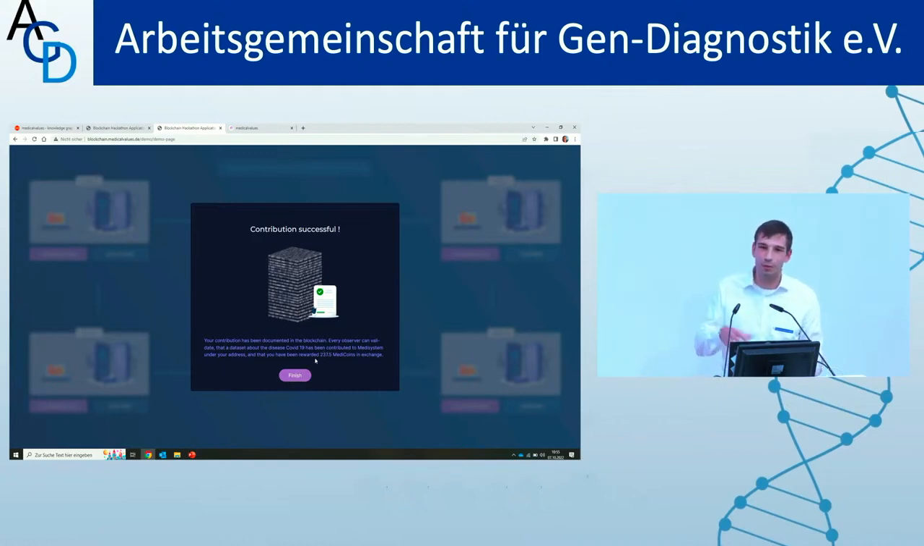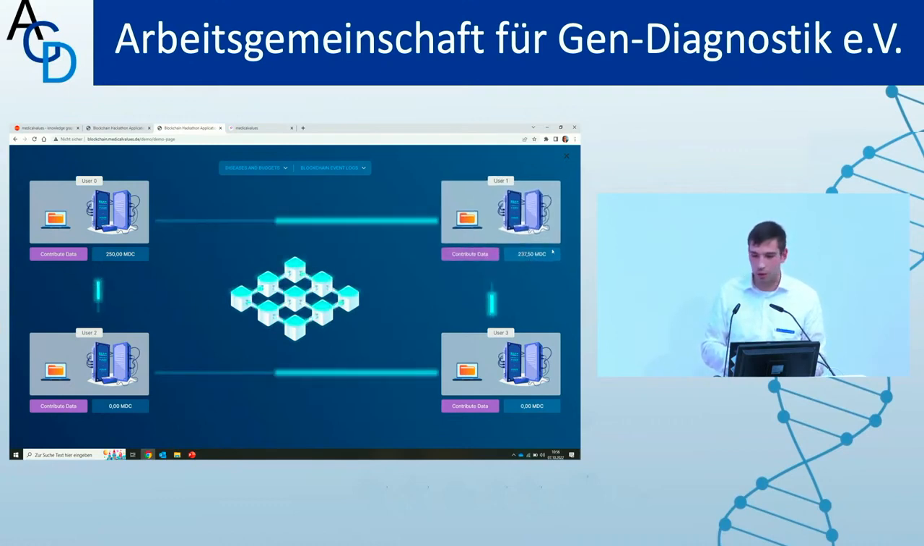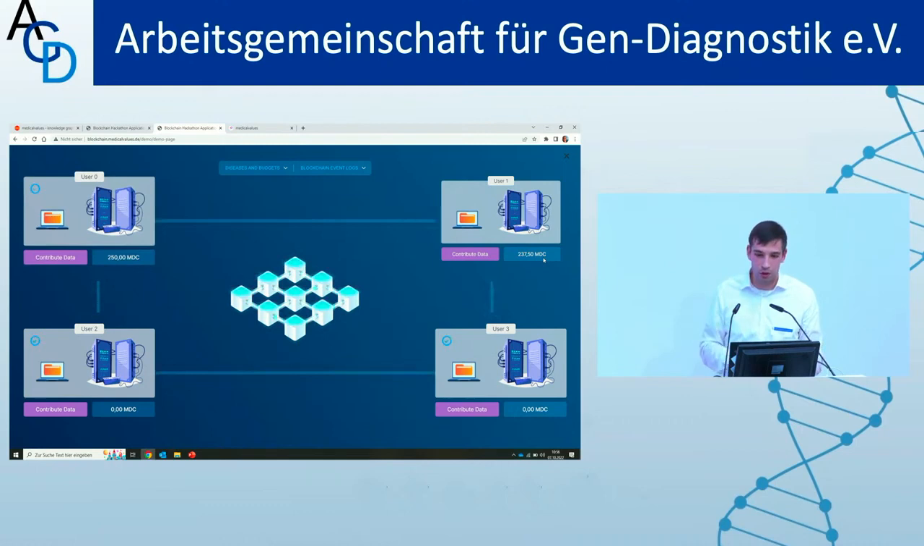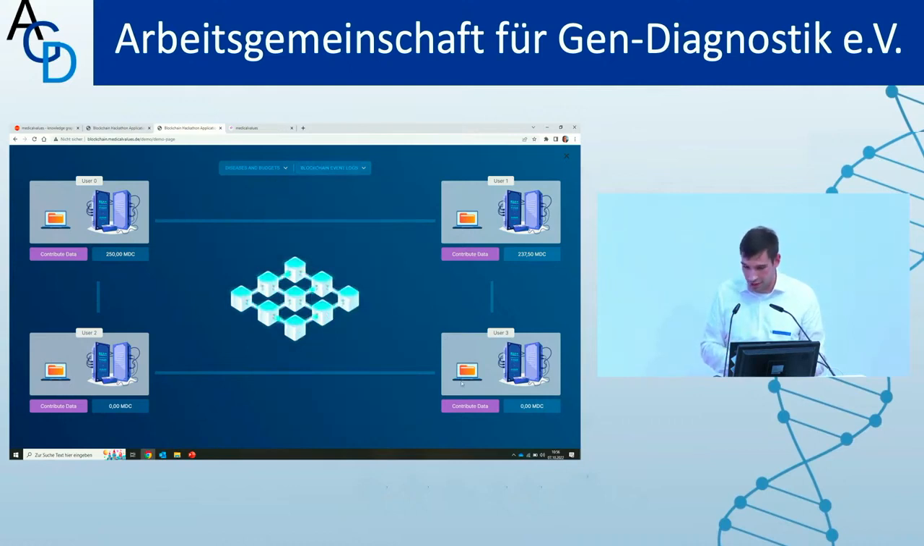We even experimented, as it has become quite popular, with some kind of inflation. So we try to make it as realistic as possible. But now a contributor contributing the same data set would only get 237 Medicoins, because we already have some data for this disease. We might want something for different data.